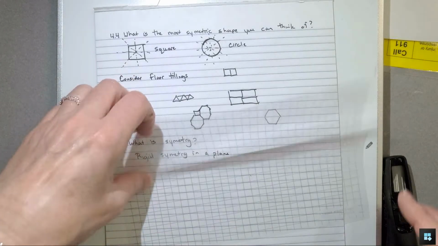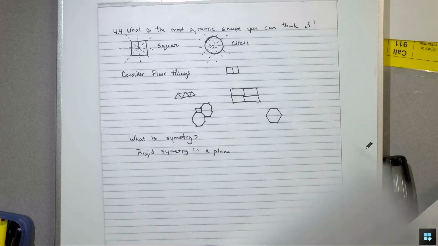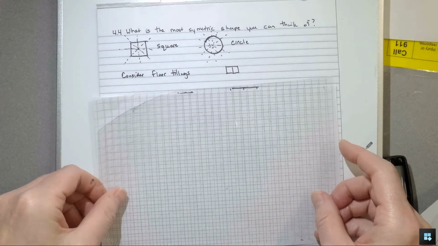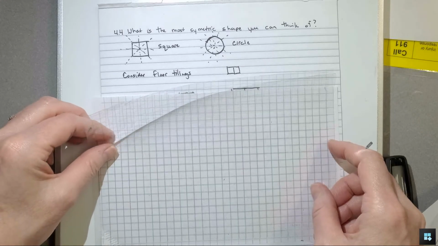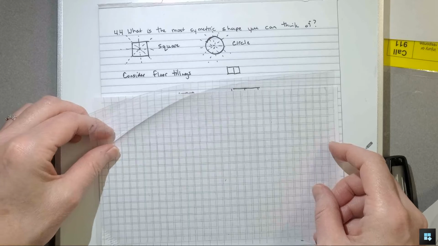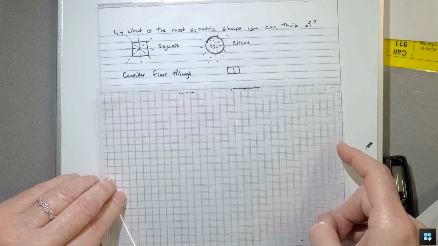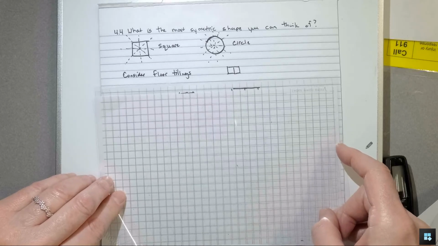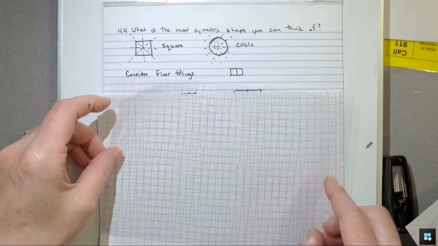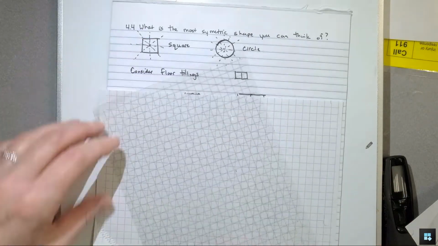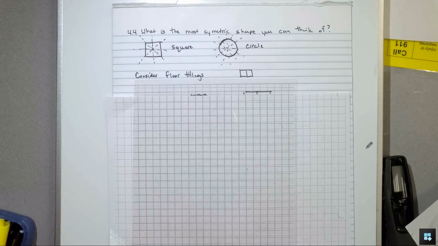Okay, let's try the squares. Where's my graph paper? It's on the back of one of these. So these squares, they're the easiest, aren't they? I mean, you just slide up or down, left or right, flip them, or you can turn them also. You turn them how much? 90 degrees, right? And then they line up.